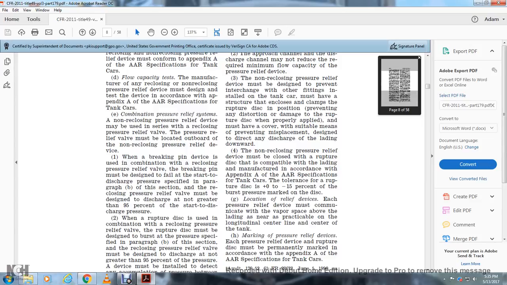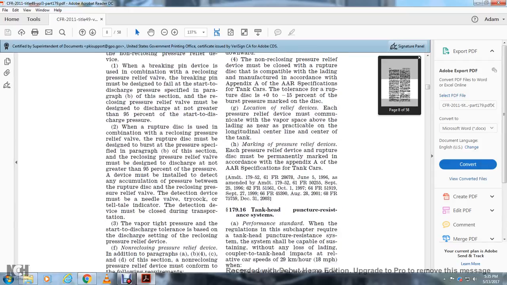Location of the relief device: each of the pressure relief devices must communicate with the vapor space above the lading, as near as practical to the longitudinal center and center of the tank. Marking of the pressure relief device: each pressure relief device with a rupture disc must be permanently marked in accordance with Appendix A of the AAR specification for tank cars.